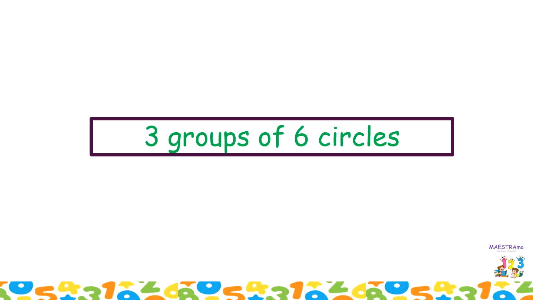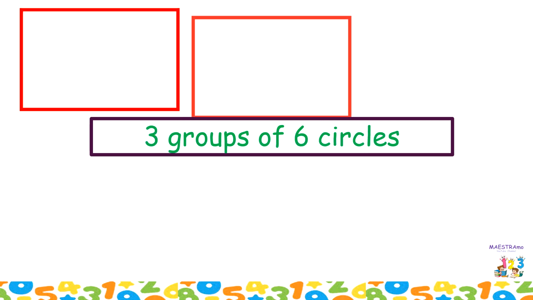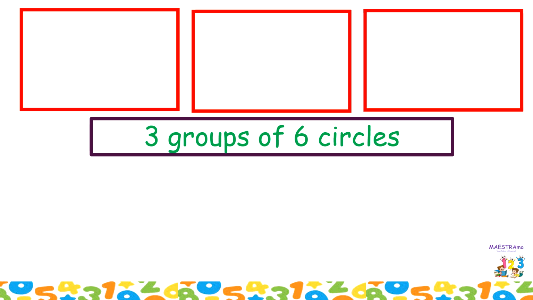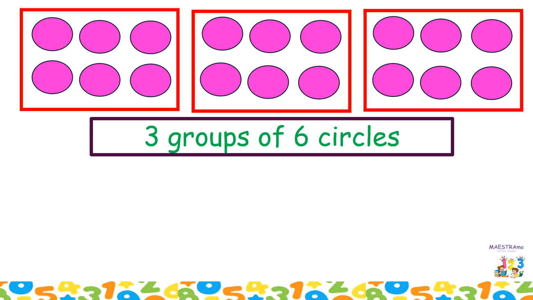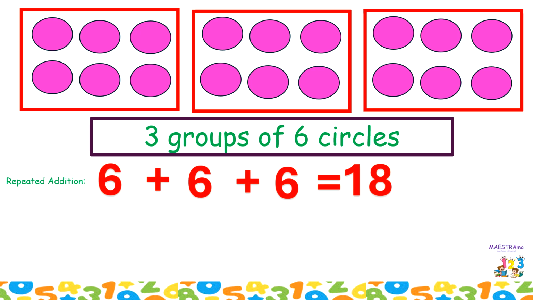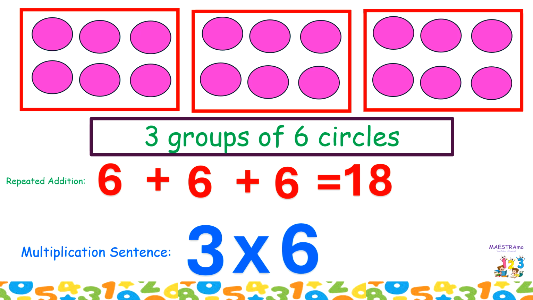Another example. We have 3 groups of 6 circles. What is the repeated addition? You're right if your answer is like this. 6 plus 6 plus 6 equals 18. What about the multiplication sentence? If your answer is like this, 3 times 6 equals 18, very good.